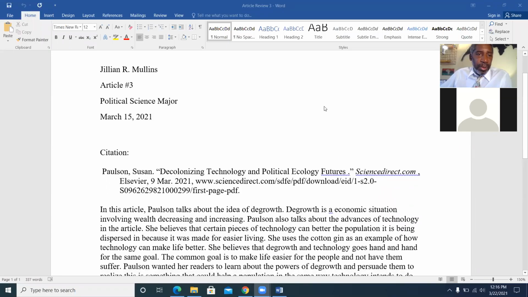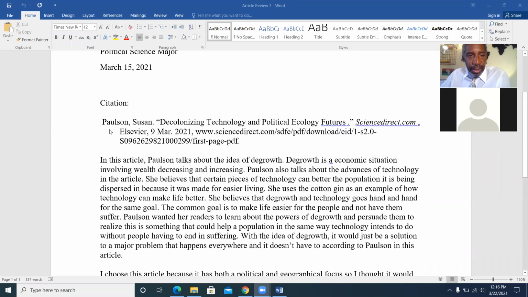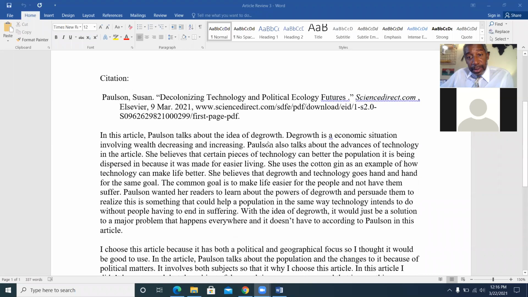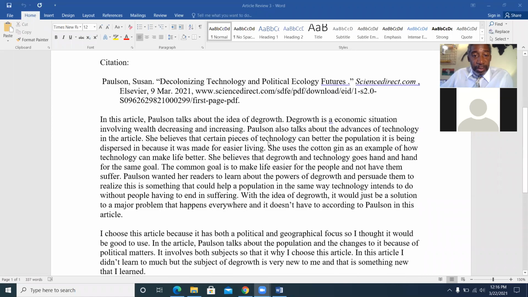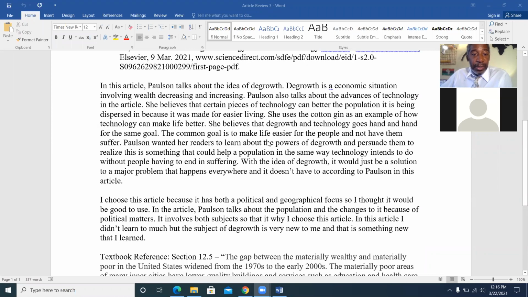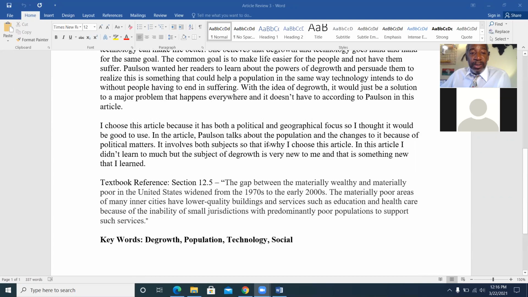Okay, so here's article number 3. Good. Her name, article number, major, date. Good. She has her citation there. Looks like pretty decent formatting with the link to the article. The article is Decolonizing Technology and Political Ecology Futures. Okay, let's see, population, cotton gin, okay, population. Then she goes into a deeper part of the summary, saying that she chose the article because it has both a political and geographical focus. Very good to clarify that.